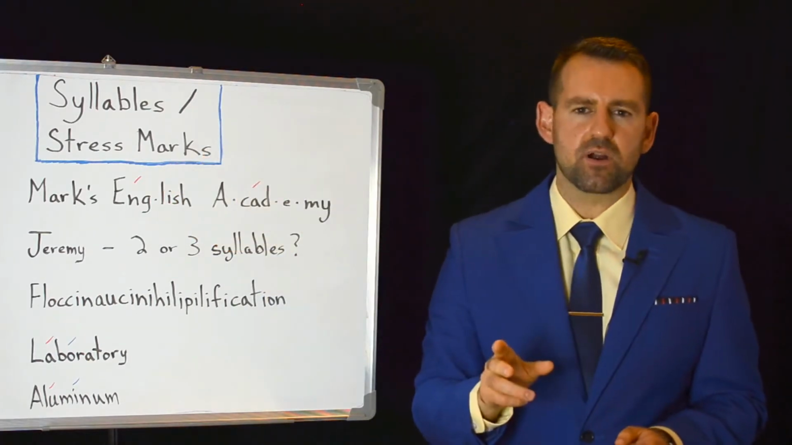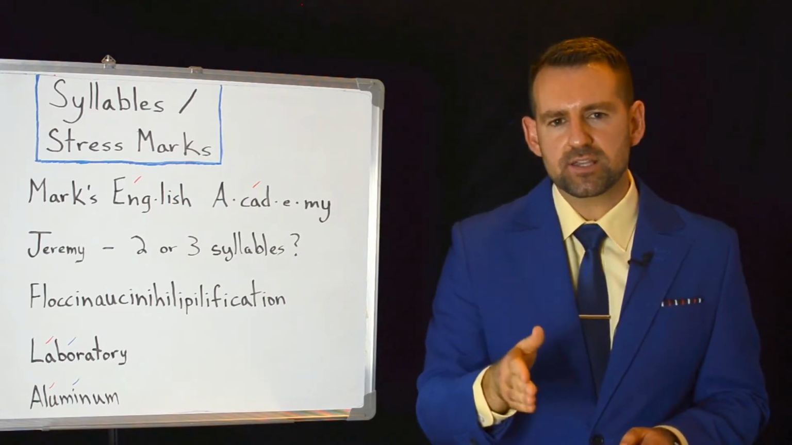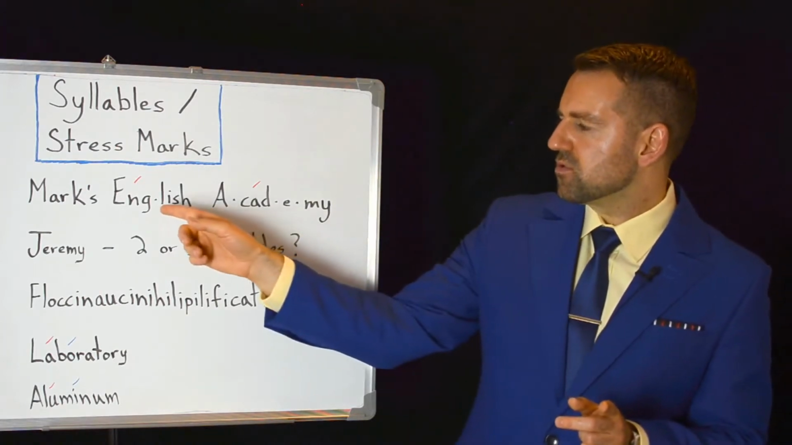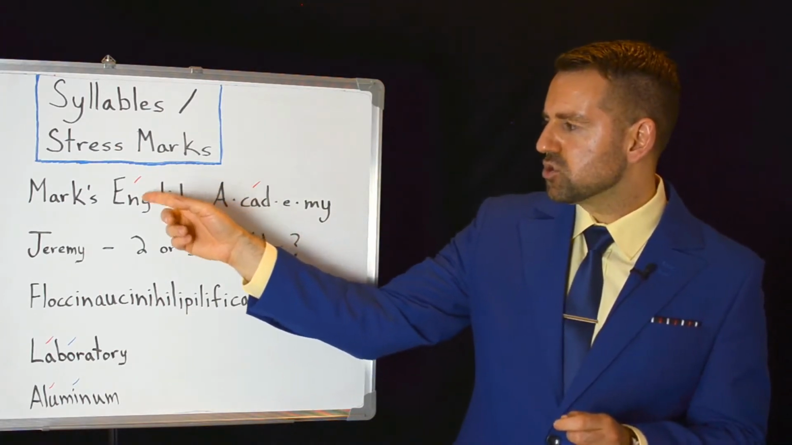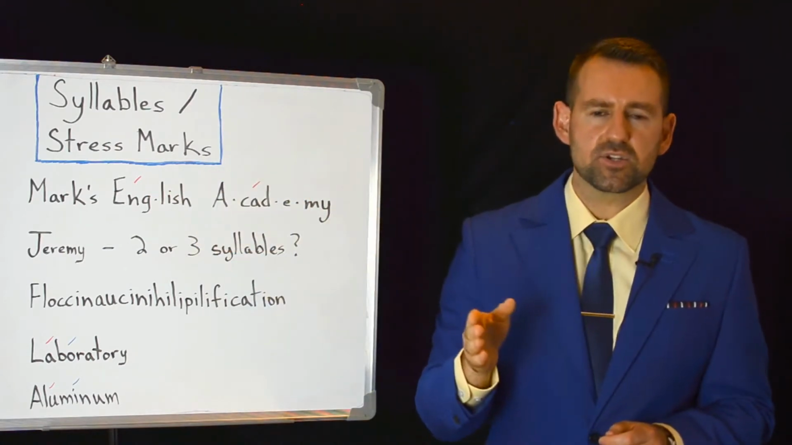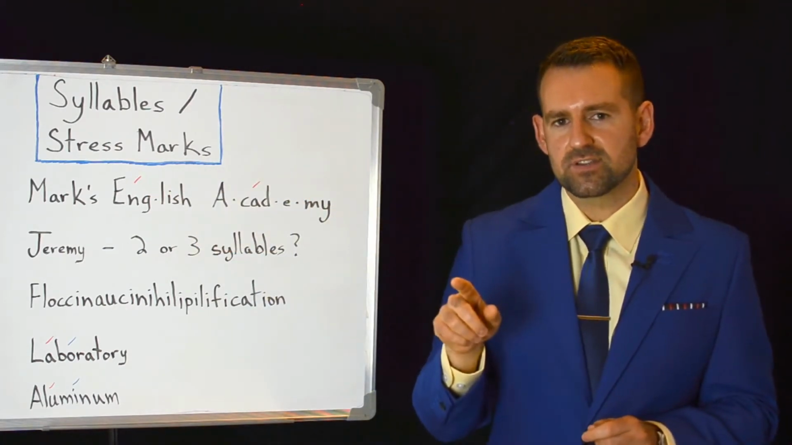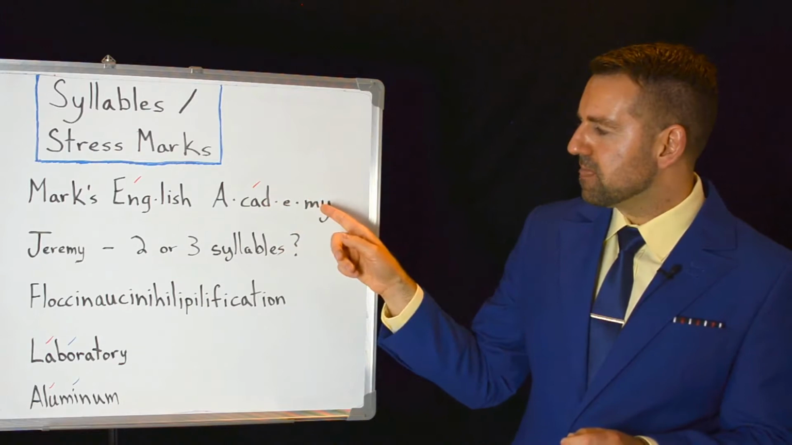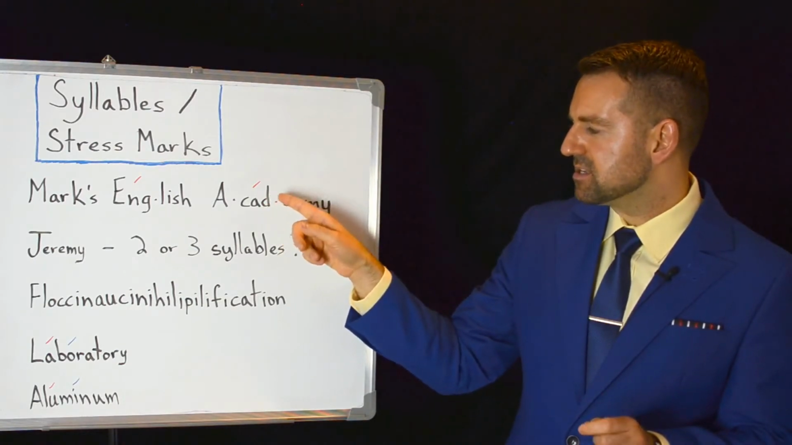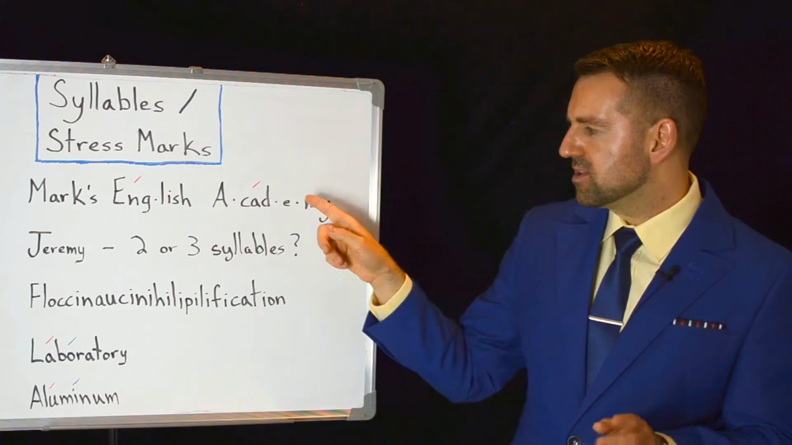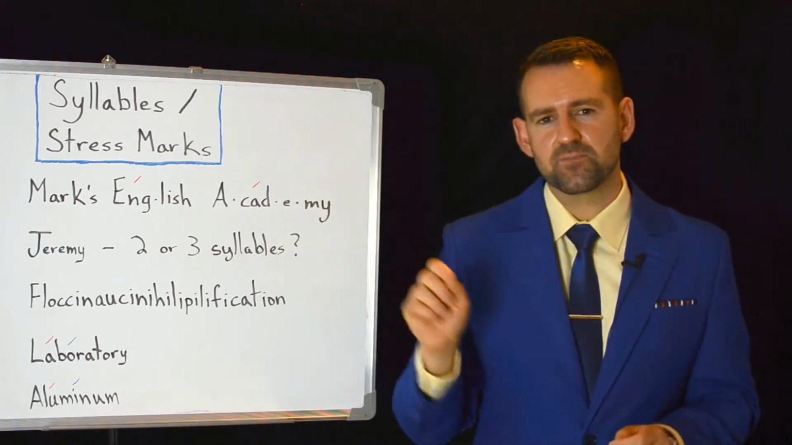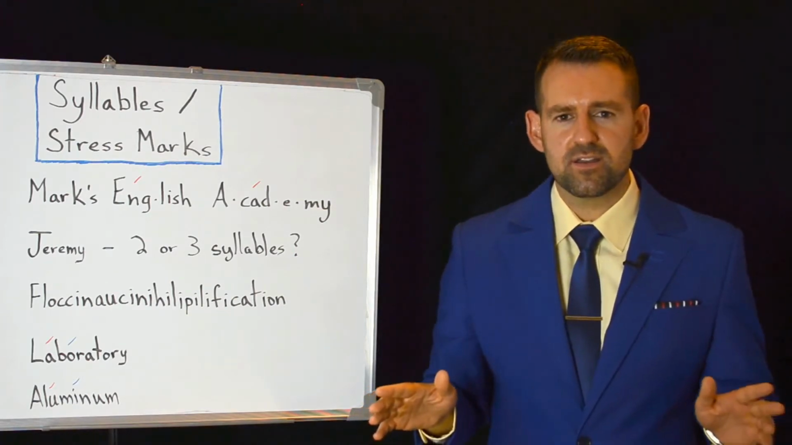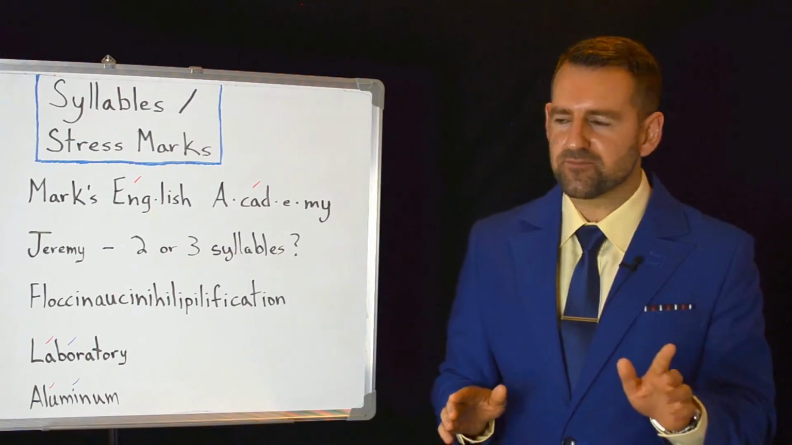It's called a stress mark because it adds stress or emphasis to a syllable. So the word English has the stress on the first syllable. English. You can't say English with the stress on the second syllable, or else nobody will understand you. Or academy. It has to be on the second syllable. Academy. You can't say it with the stress elsewhere. This is really, really important because if you get it wrong, nobody will understand what you're saying.